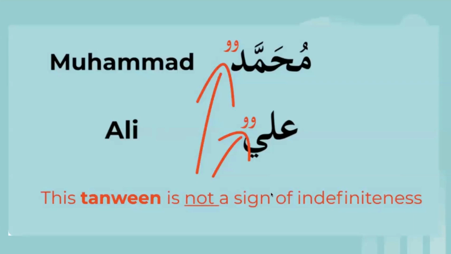Likewise, there are more examples. Ali, Aliyun. These are the definite forms, and these are proper nouns. So even though there is the tanween, we should not think it's indefinite. The names can come in different forms: Muhammadun, Muhammadan, Muhammadin, Aliyun, Aliyan, Aliyin. When should I say Muhammadun, when Muhammadin, and when Muhammadan? We will learn about it later. It's a bit more advanced concept. I'll explain it in the upcoming classes.